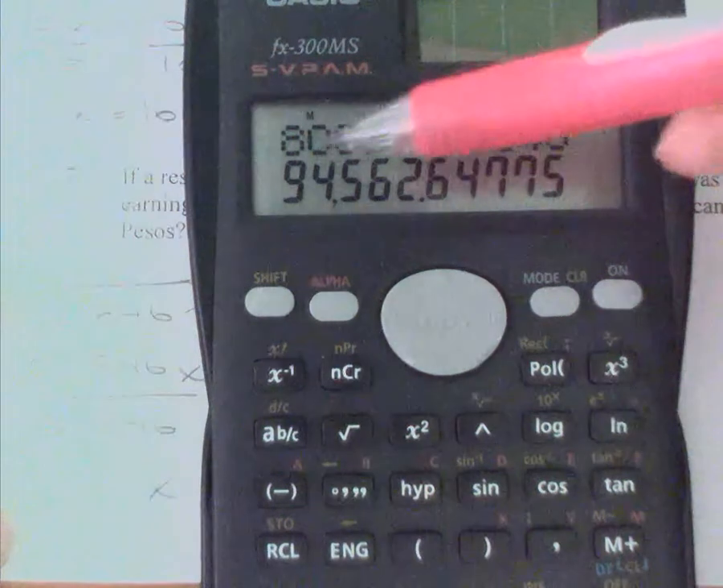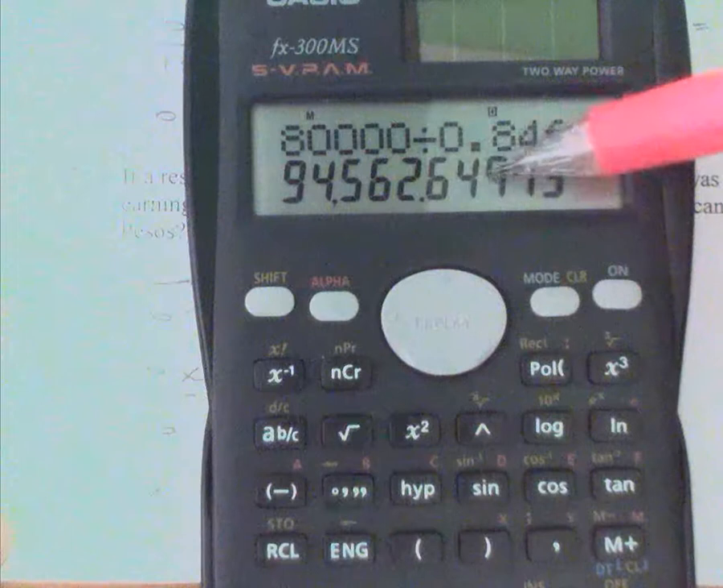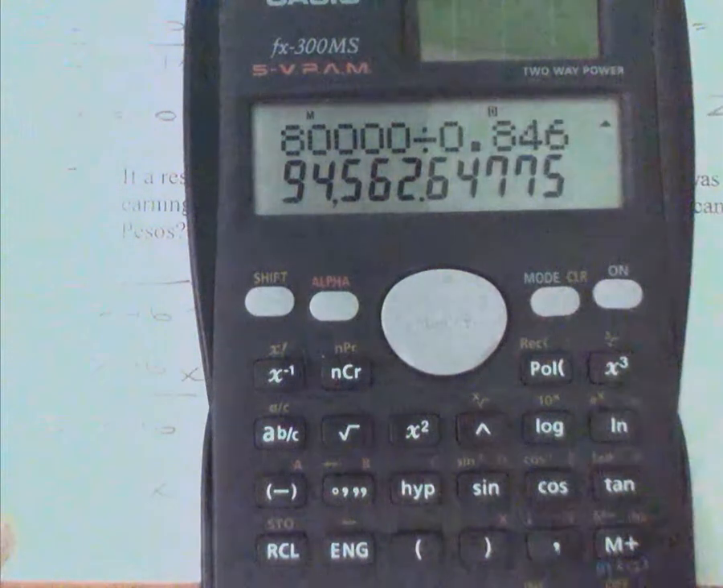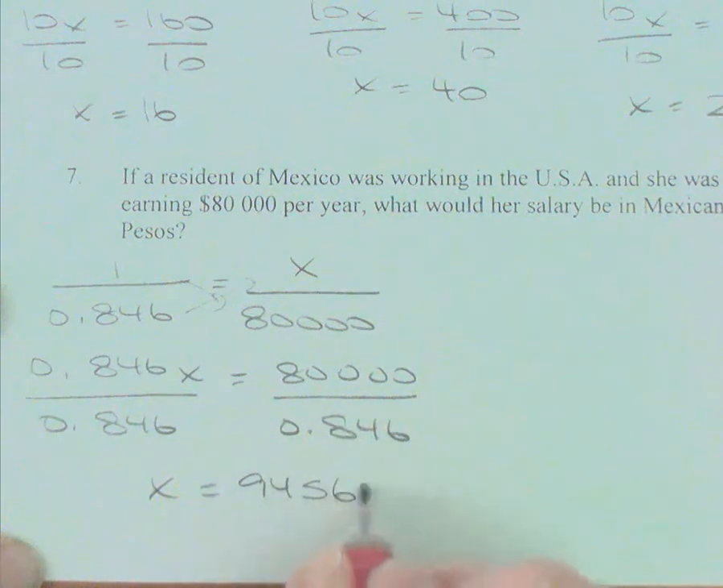So I get $94,562.65. Remember, we're rounding to 2 decimal places because it's money. So I get $94,562.65.